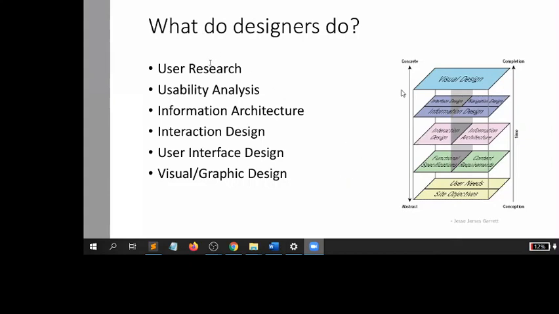So what do designers do? They must think, they research, analyze, they come up with all these things. And in this, there are ways in which they move. You may want to look at it from an abstract level. Down there is very abstract, up there is concrete. Or you may want to look at it in terms of time.